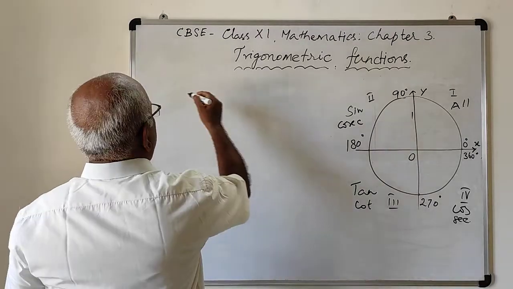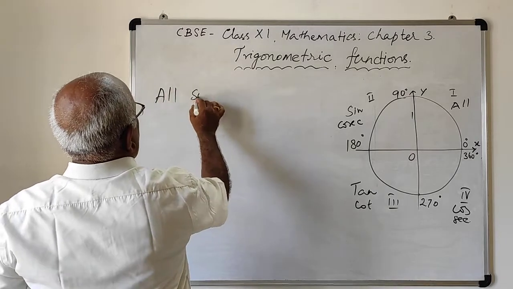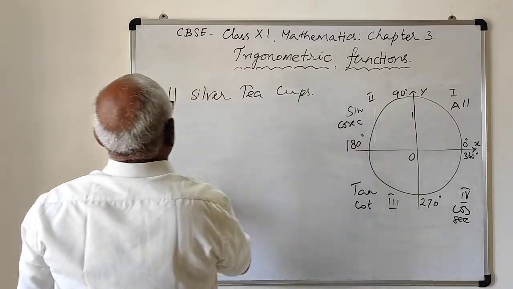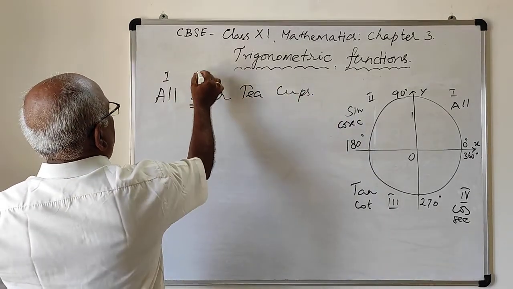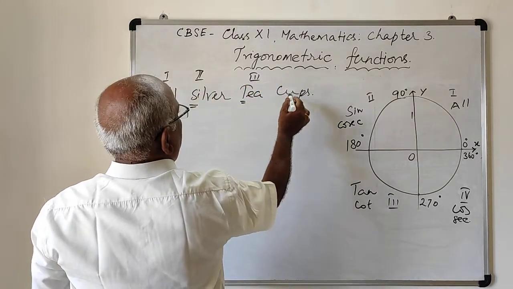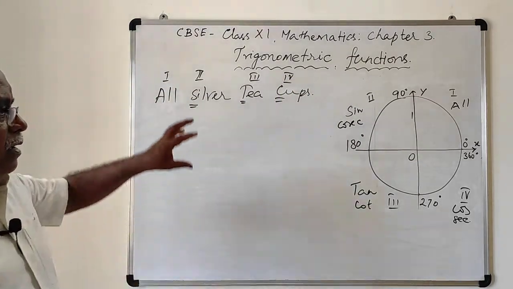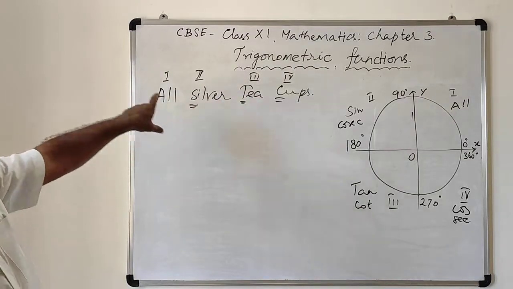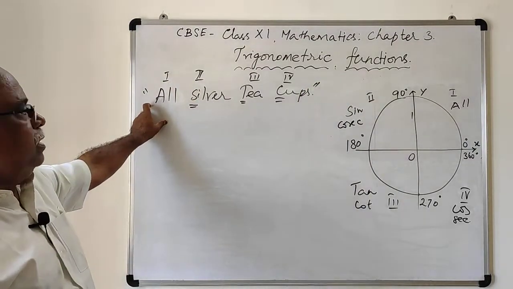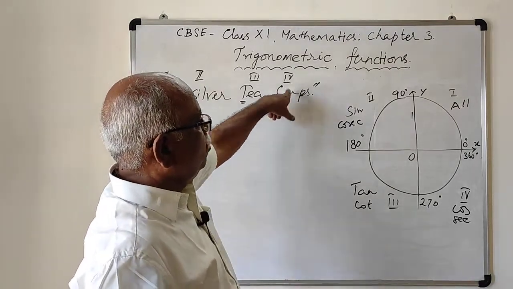So it is given by a formula, All Silver Teacups. You remember this? All Silver Teacups. First quadrant all positive, second quadrant sine and cosecant, third quadrant tan and cot, and fourth quadrant cos and secant. To remember the positiveness of the trigonometric ratios in the quadrant system, you remember this expression, All Silver Teacups. All for first quadrant, Silver S for second quadrant, Tea T for third quadrant, and Cups C for fourth quadrant.